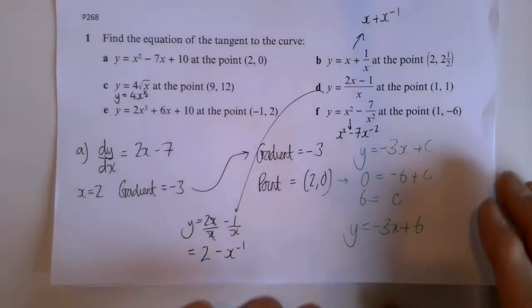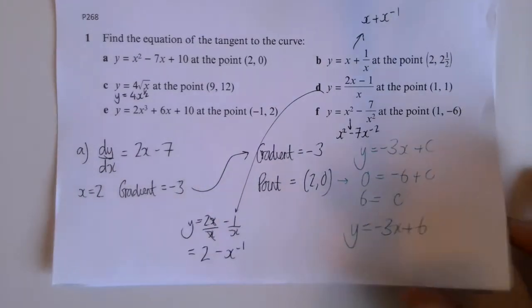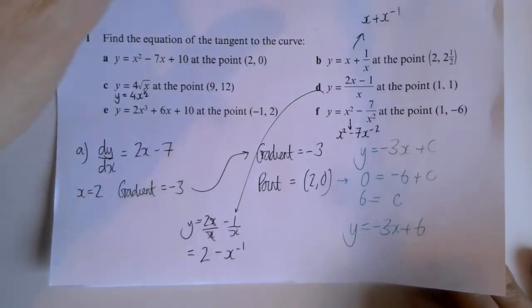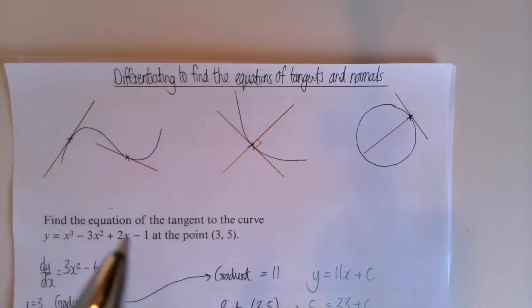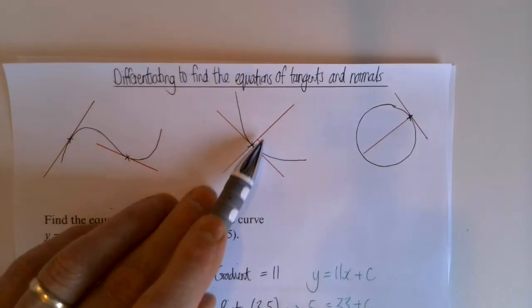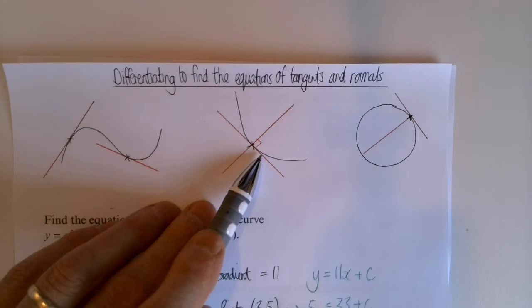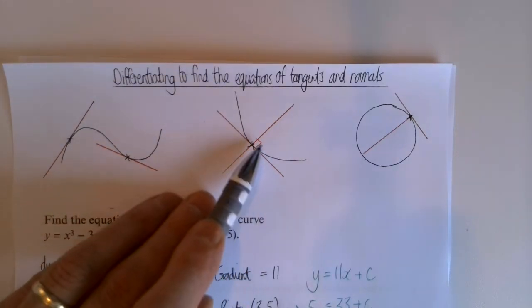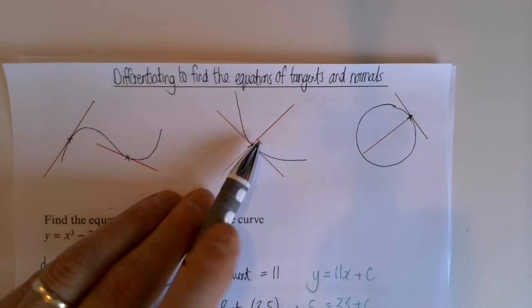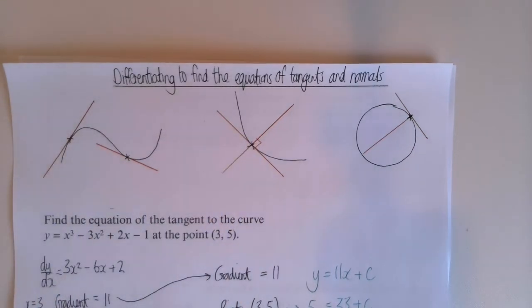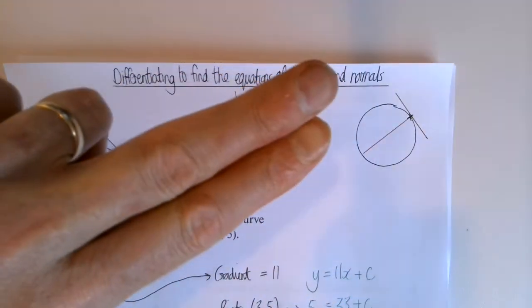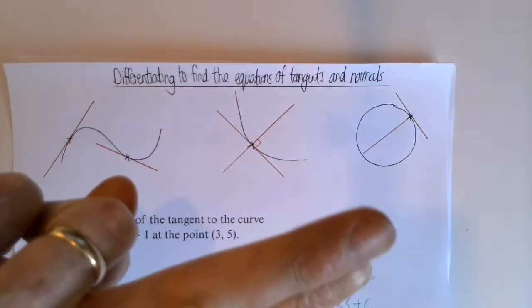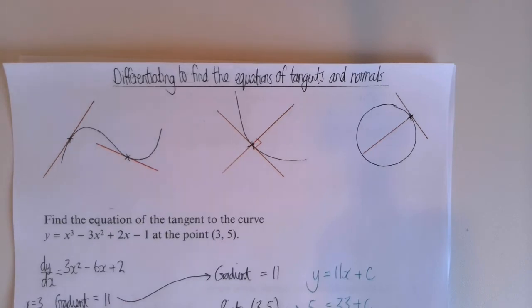Right, let's move on to the equation of normals to the curve. So just a reminder that the normal is perpendicular to the tangent. So if I know the gradient of the curve, that's the gradient of the tangent, the normal will be perpendicular to that. And we know, don't we, the relationship between perpendicular gradients. Do you remember it? Flip it, change the sign, easy peasy. So let's have a look at an example.